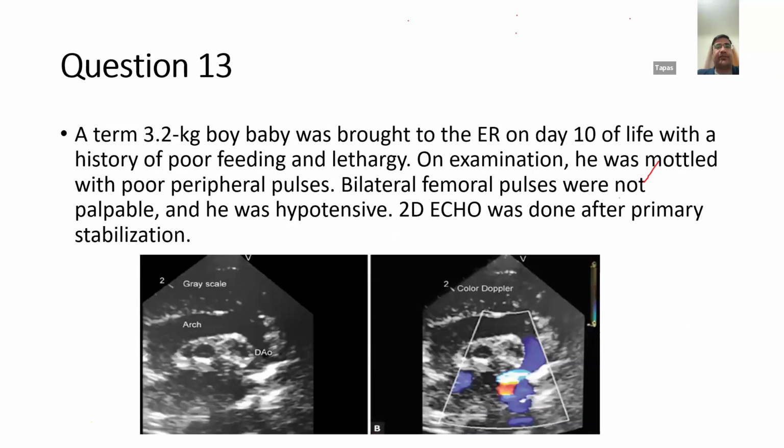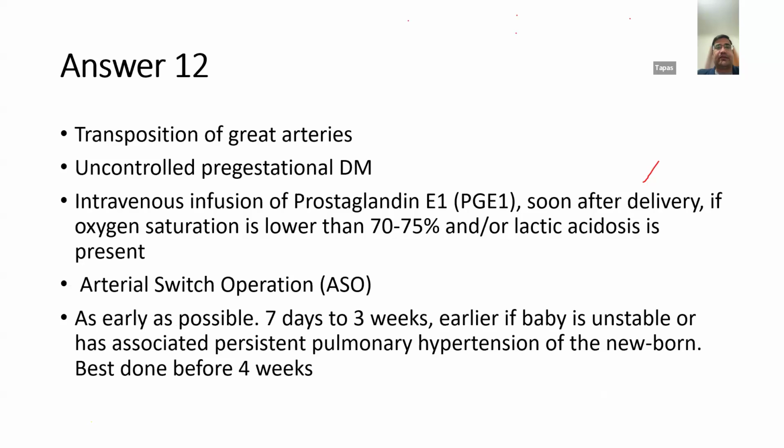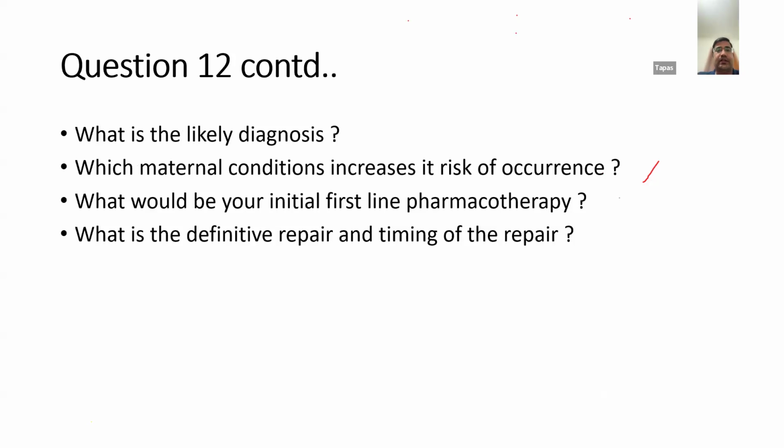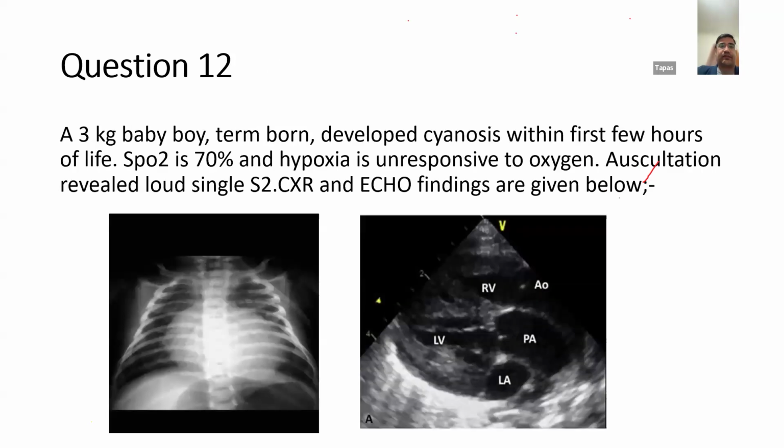Can you tell what type of TGA it is? A DTGA, LTGA? Is it a DTGA, LTGA? DTGA, okay. So how did you say? Because the aorta is coming out of the RV and the pulmonary artery is coming out of the LV. You can see this in the echo.